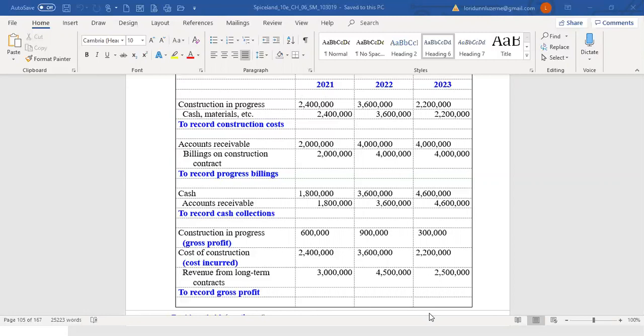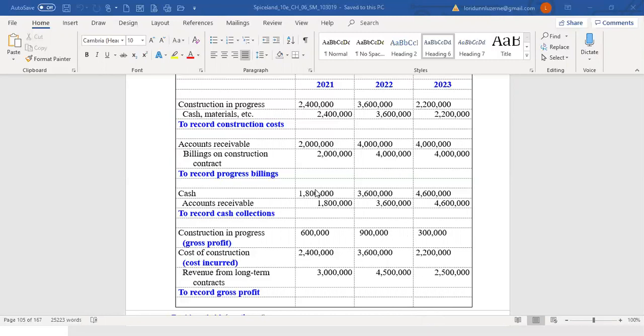Now, before we go and finish this off, here's what I suggest you do. Create some T accounts. So I'm going to create a T account for construction in progress. I'm going to create a T account for accounts receivable. I'm going to create a T account for that contra account to construction in progress, billings on construction contracts. Okay, and I think that's good.